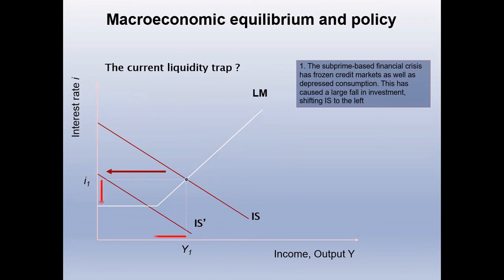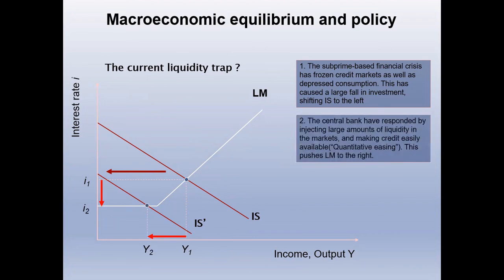The IS curve shifts to the left. And when it shifted to the left, what happened? Interest rate dropped, output dropped. We have a dramatic recession. Consequently, the central bank made a bailout plan. So what did the bailout plan do? He injected money, quantitative easing.